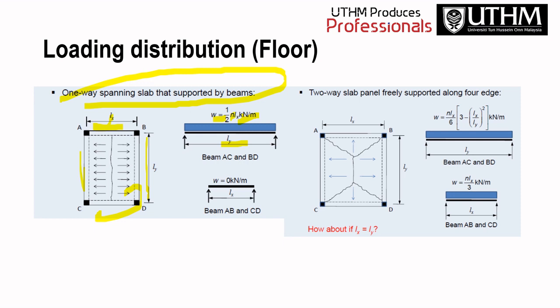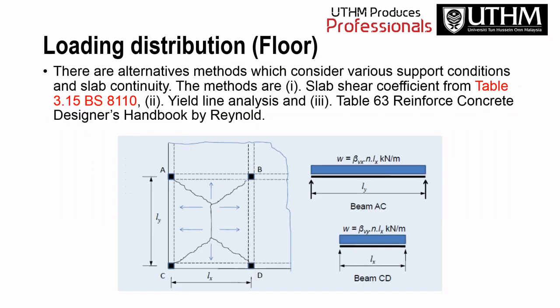For two-way slab panels freely supported along 4 edges, you can use this formula: W equals n Lx over 6, times the bracket of 3 minus (Ly over Lx) to the power of 2. And then for AB and CD, which are the shorter edges, you need to use W equal to n Lx over 3. So this is the way to calculate.